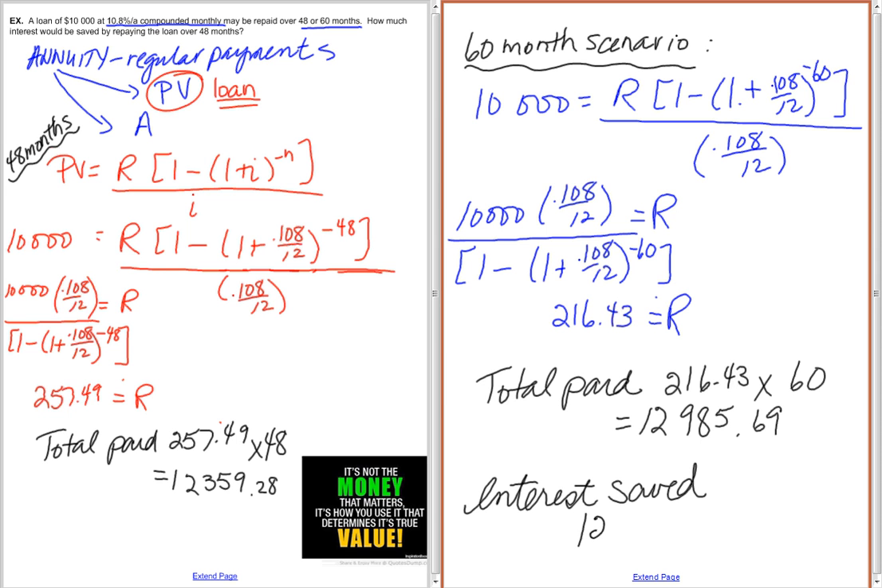The larger amount total, subtract the smaller amount, which is the difference in interest, will be $626.41.